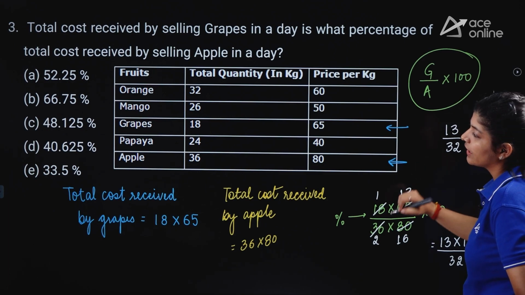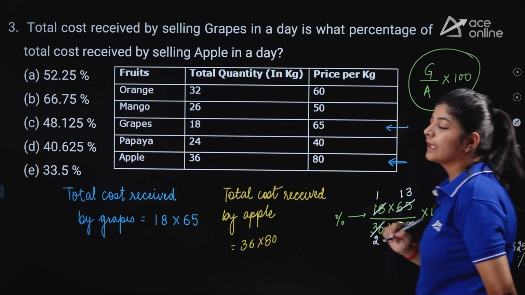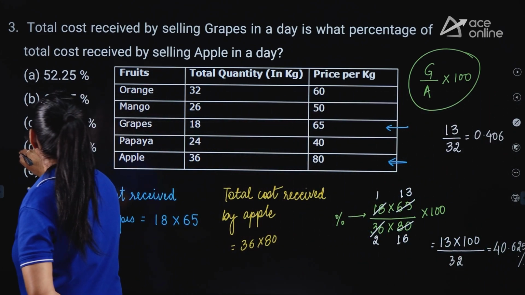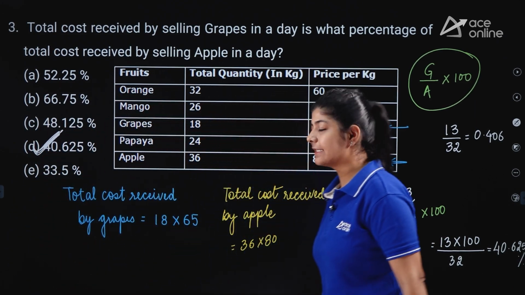Or 6 something. Is that what we have? Yes, so we are getting 40.625%. Basically, we are getting 40.625%. That means our option number D is the correct one.